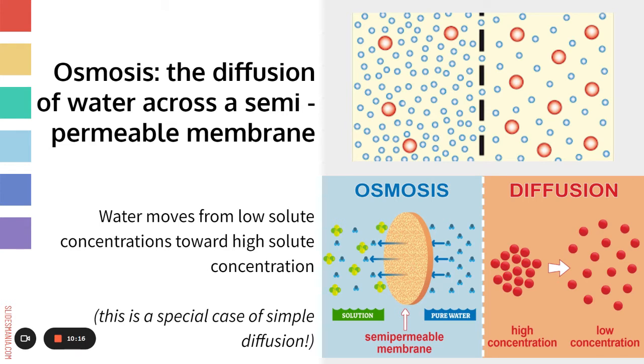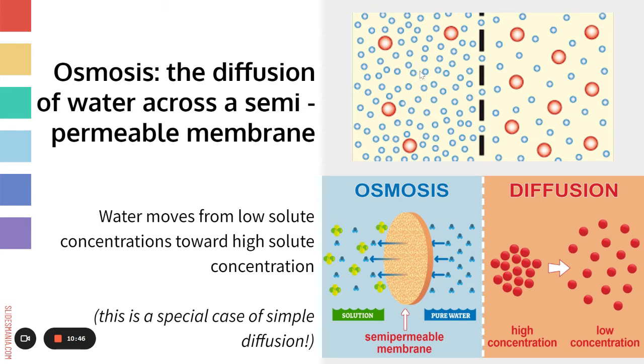So, osmosis is the diffusion of water across a semi permeable membrane. And water is going to move in the same way as any other particle. So, if you look at this top diagram up here, this dashed line is supposed to represent a membrane, for example, like our cell membrane. And all these little blue circles here are water molecules.